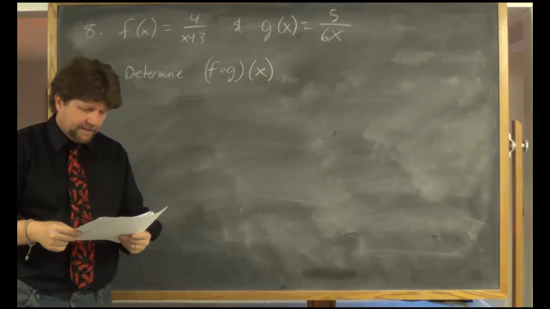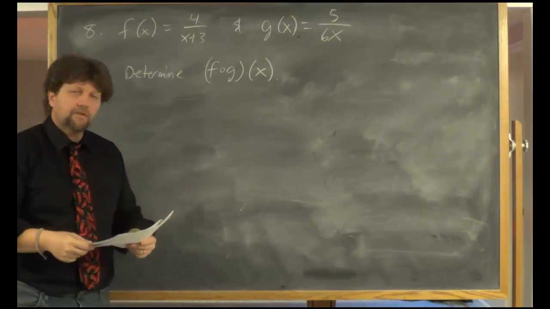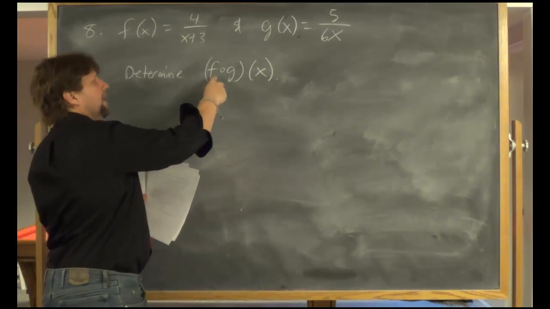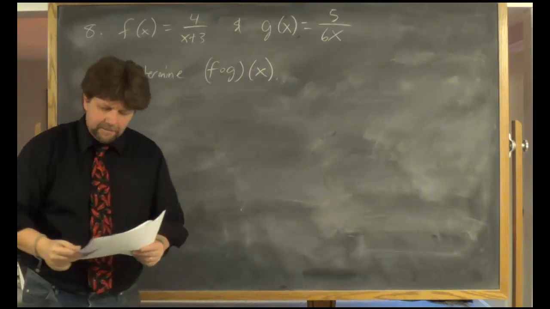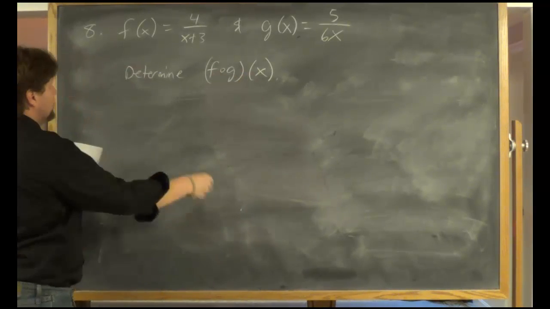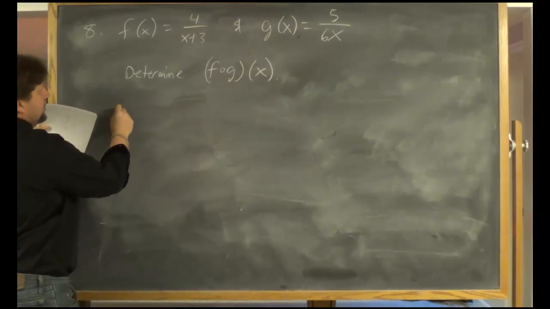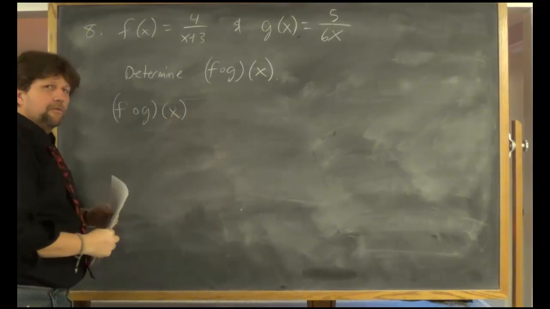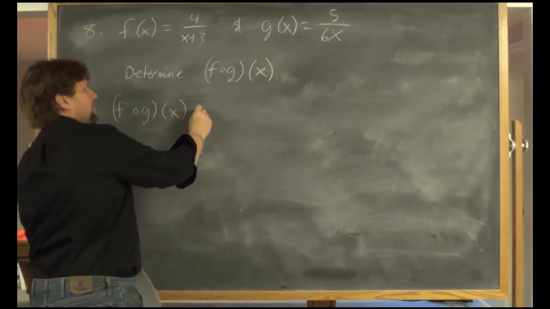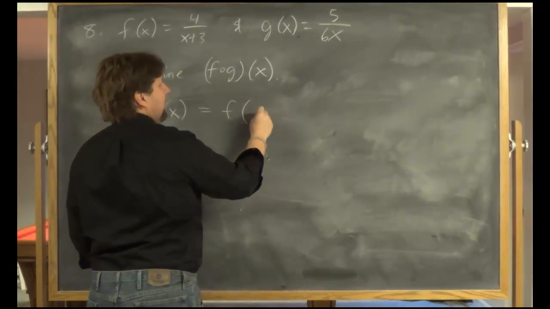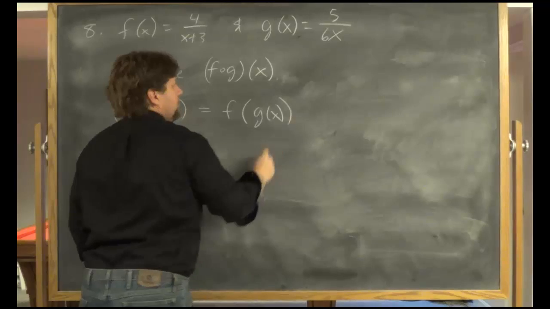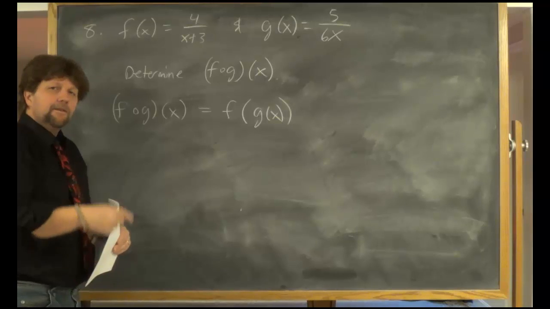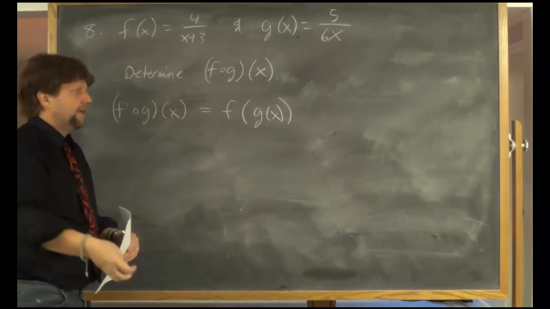Hey folks, here in number 8, I said to use the functions 4 over x plus 3 and 5 over 6x and to determine the composite function f composed with g of x. And I would say the best way to begin this one is to write down, when you do f composed with g of x, that you should just immediately rewrite this as f of g of x. That's the definition of composition. And then it's a matter of just substituting, plugging and chugging.